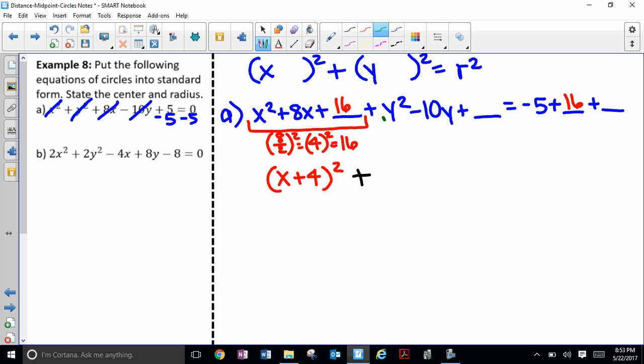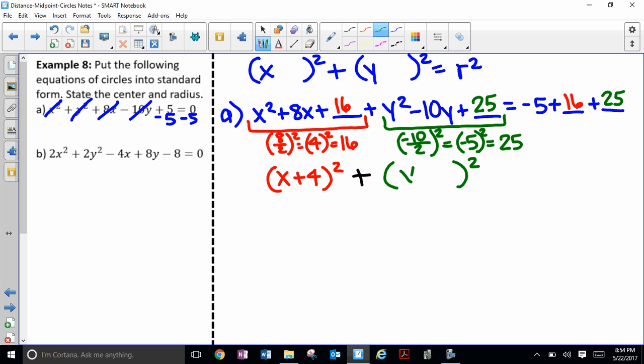All right, now let's do the same thing for the y group. So you take the b value, -10 divided by 2, and we're going to square it. -10 divided by 2 is -5, and then square that, which is 25. So we're going to add 25 here, and whatever I do on one side of the equal sign, you must do on the other side of the equal sign.